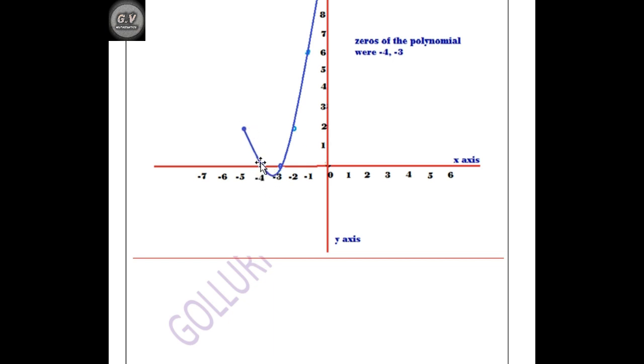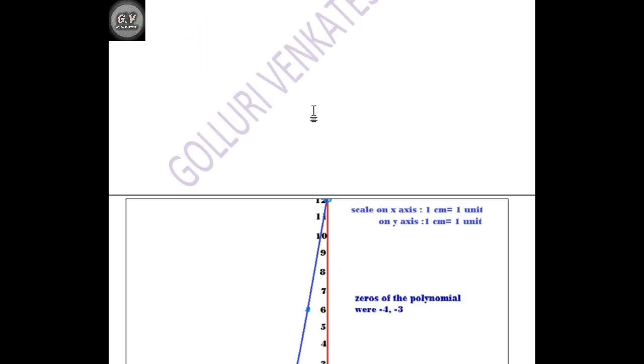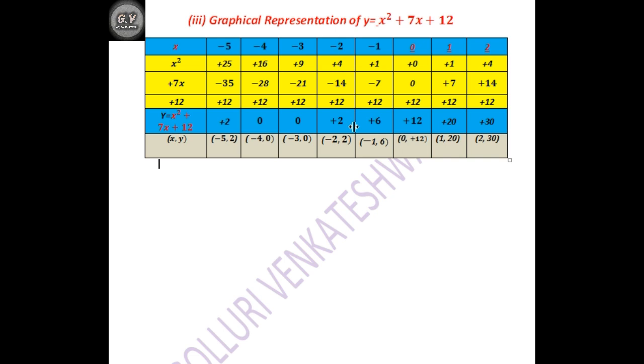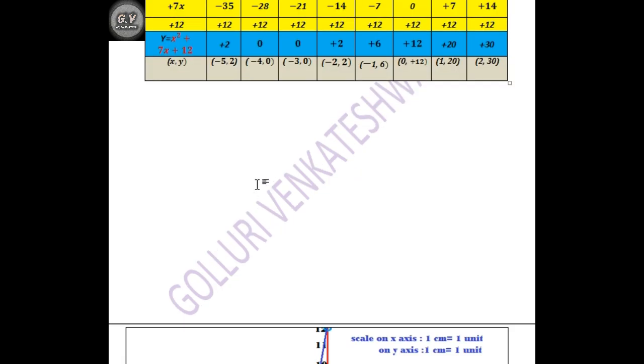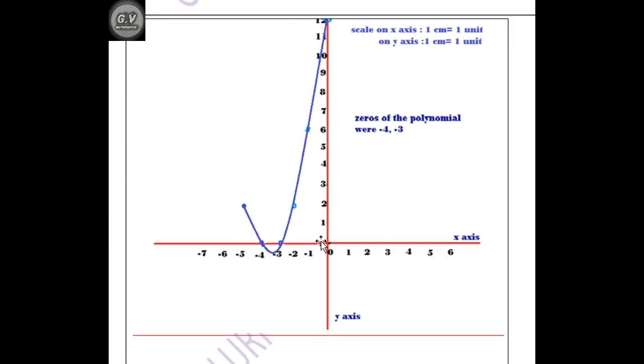Minus 4 comma 0. This is the point. Minus 3 comma 0. And the next ordered pair, minus 2 comma plus 2. Look here, minus 2 comma plus 2. And the next ordered pair, minus 1 comma 6. And 0 comma 12. These are the points: first point, second point, third point, fourth point, fifth, sixth and seventh.